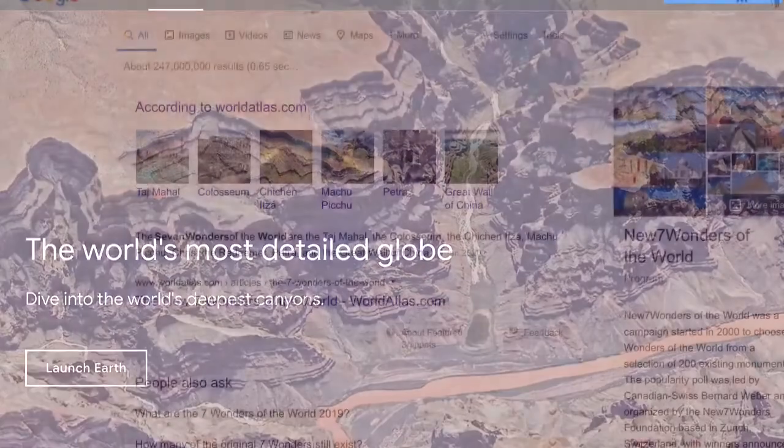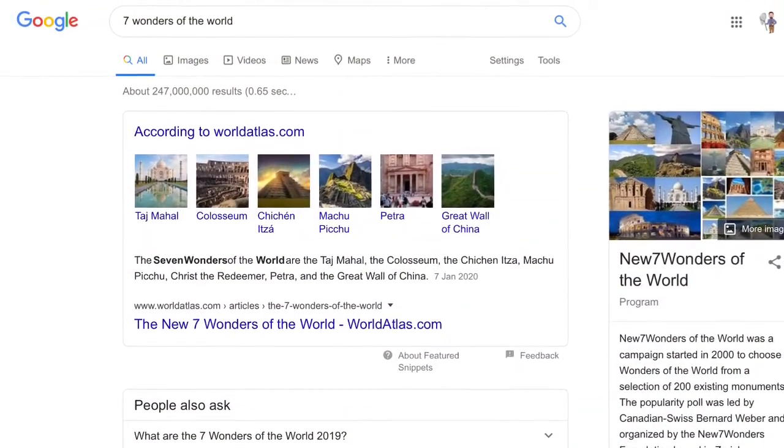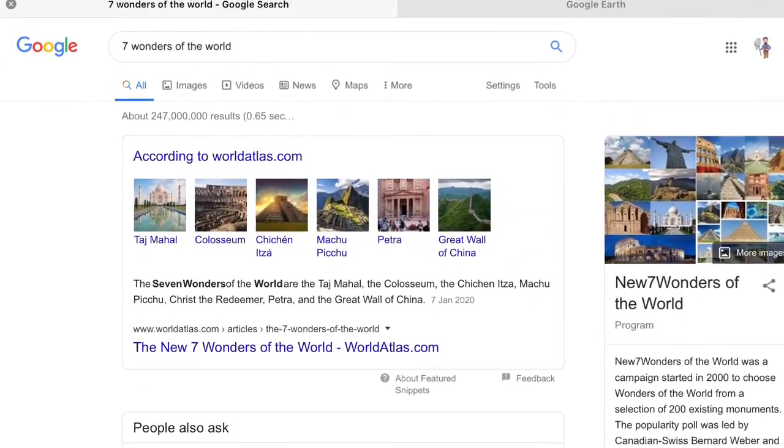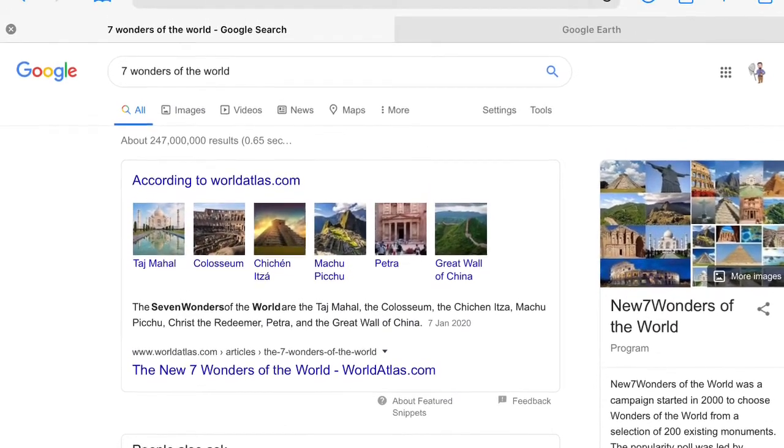I suggest you go have a look at New York, and maybe have a look at Paris and the Eiffel Tower as well. Have a look at those places and experiment with Google Earth. It's going to be great fun.